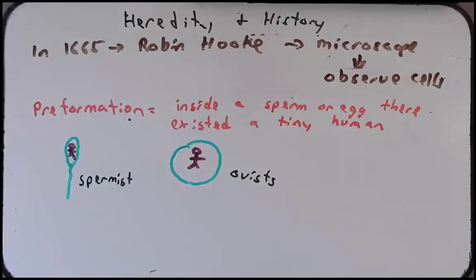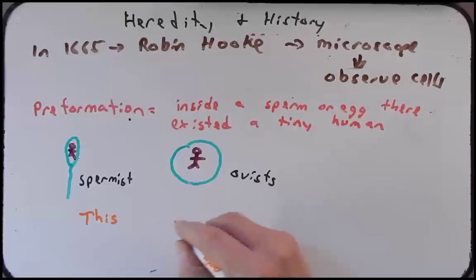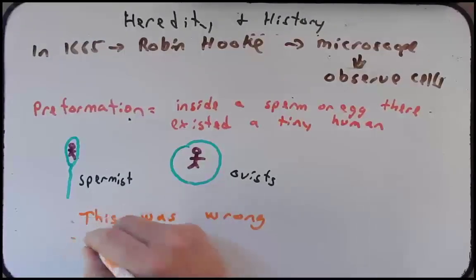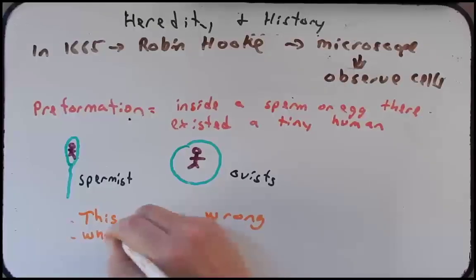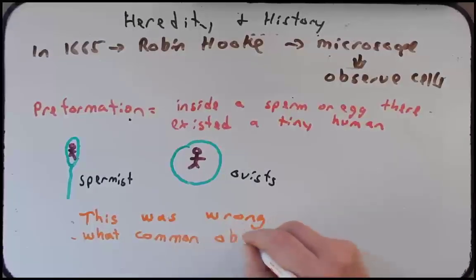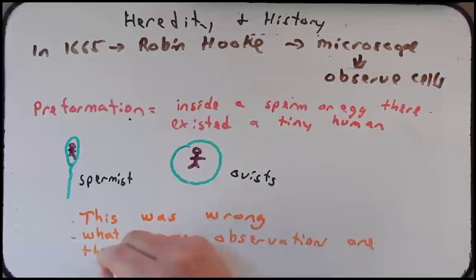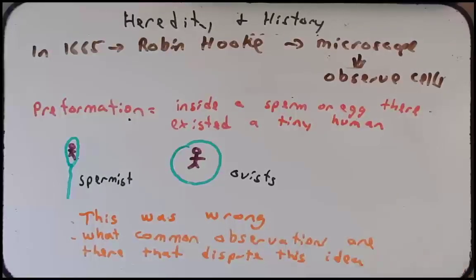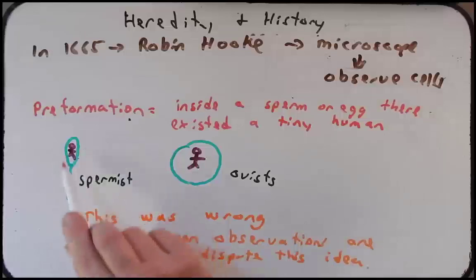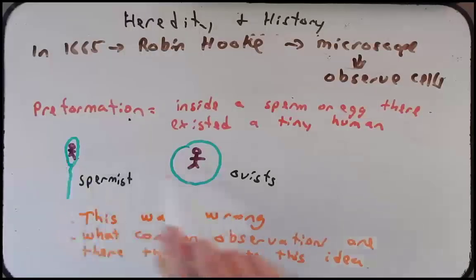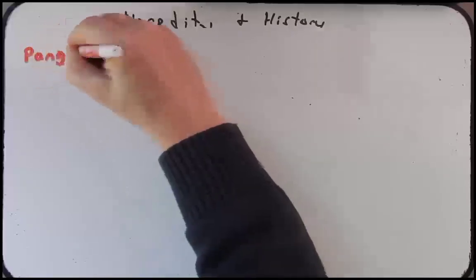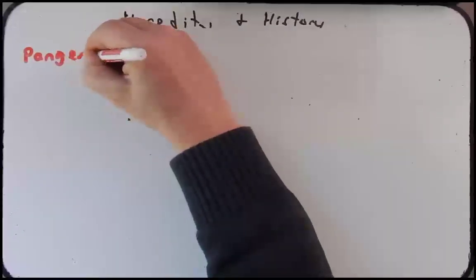Well, we now know that this is wrong. I suspect I did not have to tell you that this was wrong, that you already knew this. But what I want you to do is think about what common observations there are that dispute this idea of preformation. Why is it that we know that the human doesn't just come from the male side or from the female side? All right, the next idea I want to talk about is this hypothesis of pangenesis.